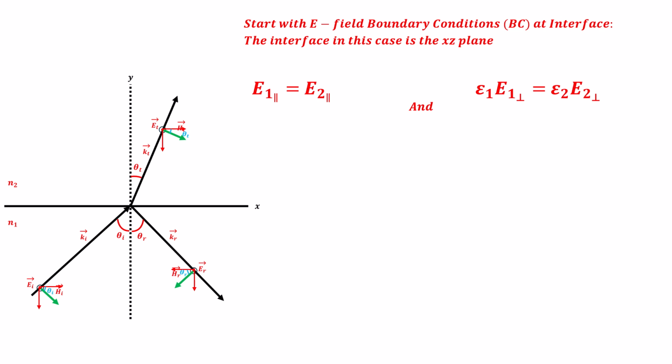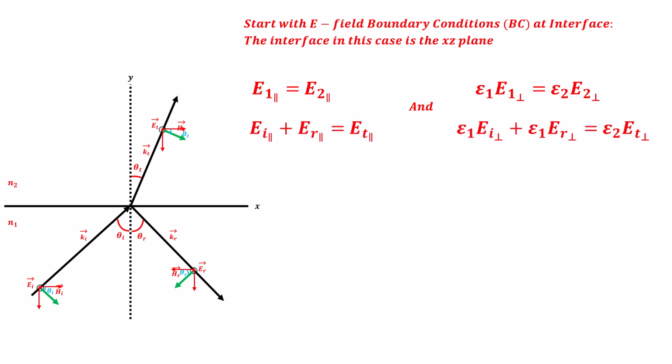The first boundary condition is that the tangential component of the electric field at the interface should be continuous, which means that the tangential electric field in the first medium should be equal to the tangential electric field in the second medium at the interface. The same thing applies to the displacement field, where its normal component should be continuous along the interface.